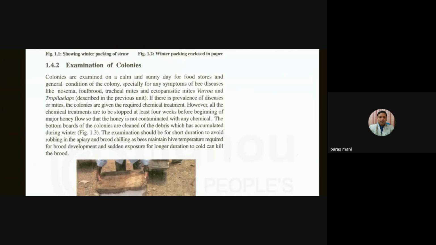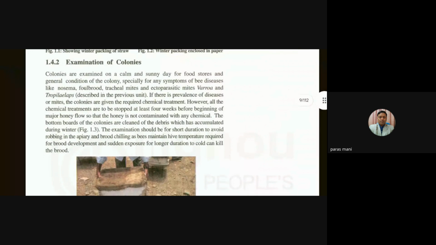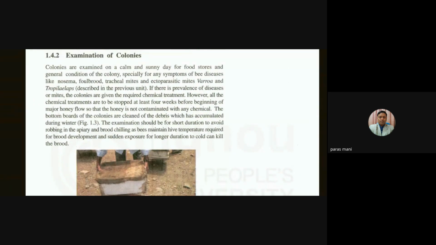And examination of the colony. Colonies are examined on a calm and sunny day for food stores and general conditions of the colony, especially for any symptoms of bee diseases like nosema, foul brood, tracheal mites, and ectoparasitic mites, varroa, and many other diseases also. We have to observe for any enemies or disease symptoms and take care of that immediately.